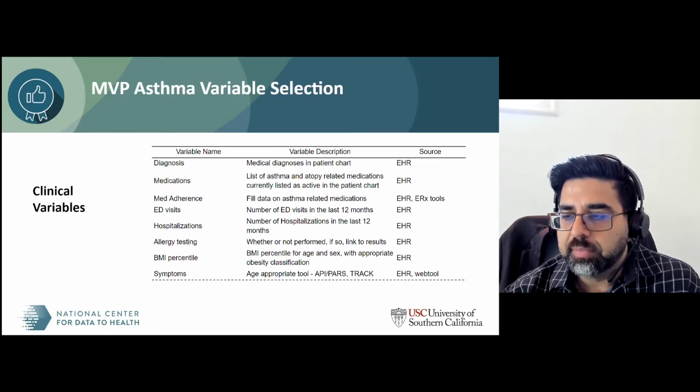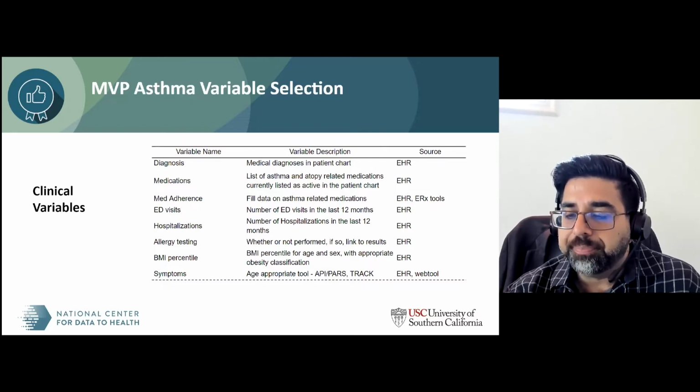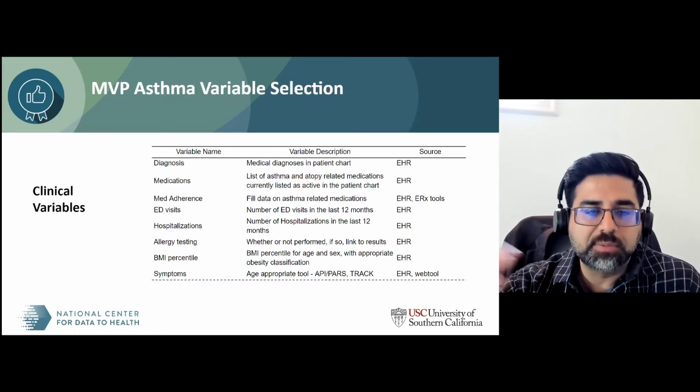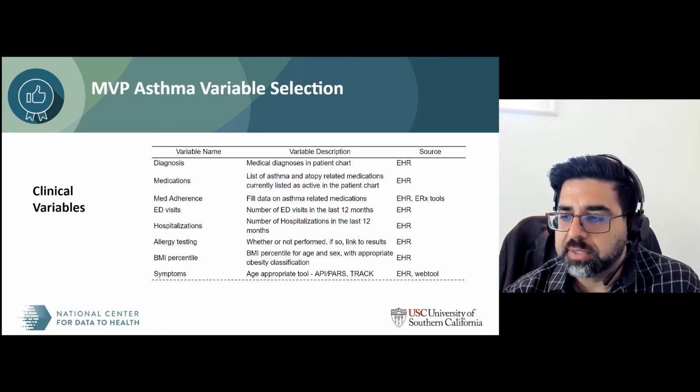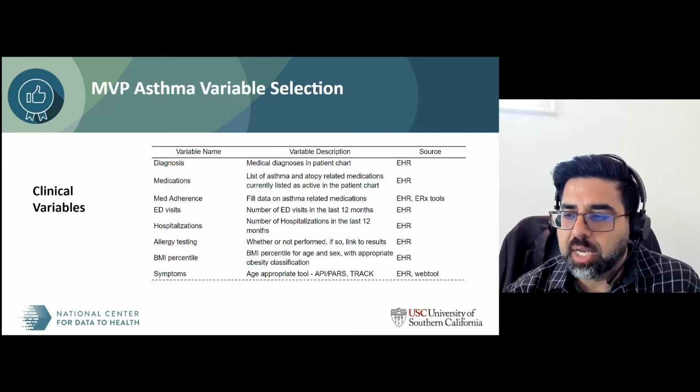And age, sex, and obesity all play a factor. Symptoms, they also change, especially in the children's health world. The symptoms are slightly different as the child develops. So those are also recorded in the EHR.